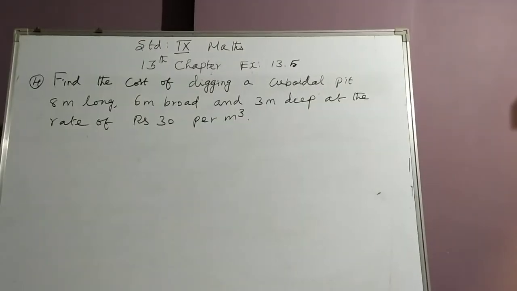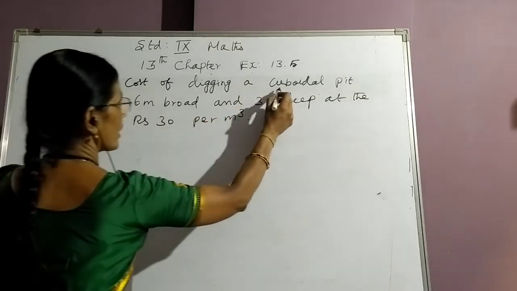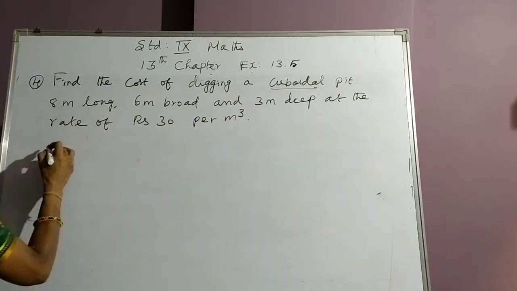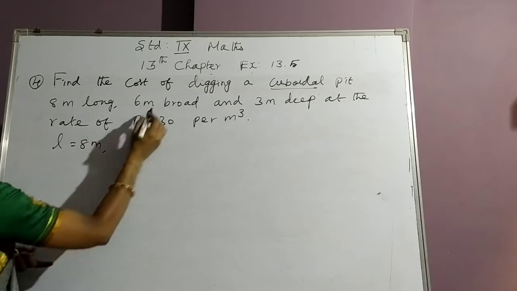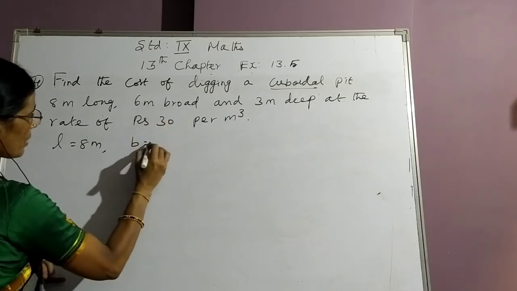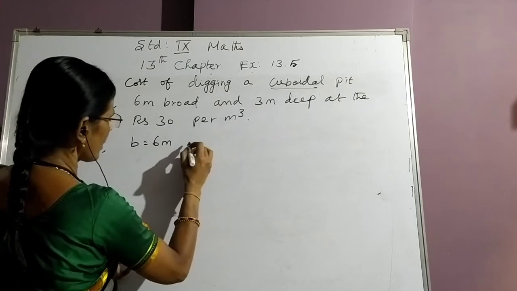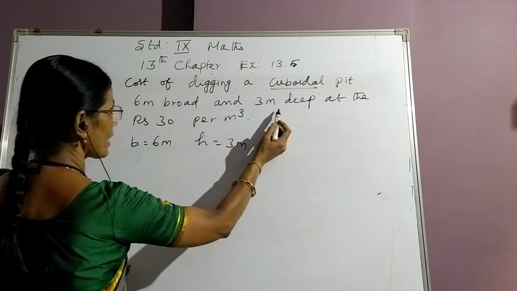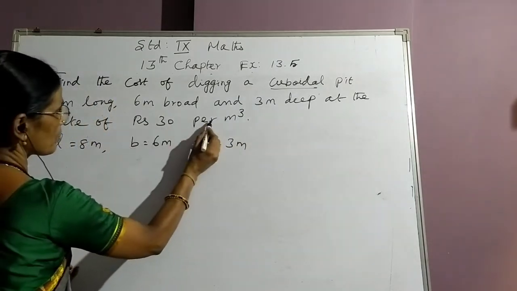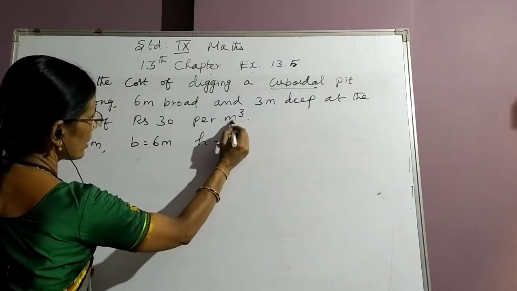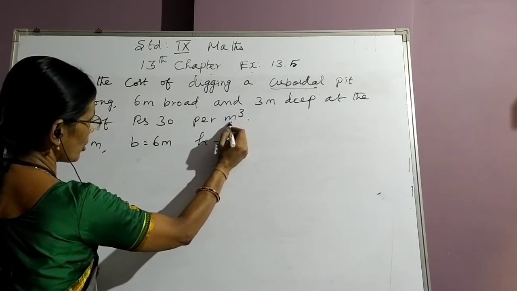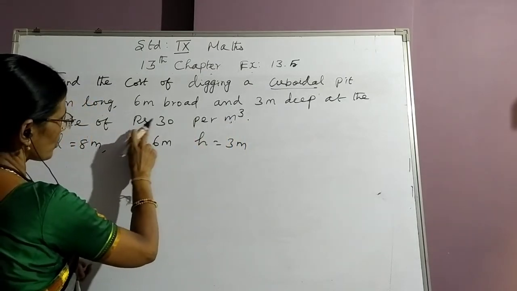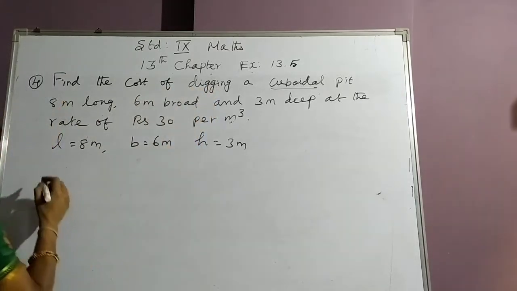Fourth question is, find the cost of digging a cuboidal pit, 8 meter long, L is equal to 8 meter, 6 meter broad, B is equal to 6 meter, and 3 meter deep, H is equal to 3 meter. Find the cost of digging at the rate of rupees 30 per meter cube. The unit shows that we are supposed to find out volume, and volume should be multiplied by rupees 30 to find the cost of digging.